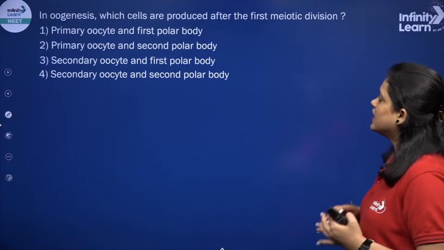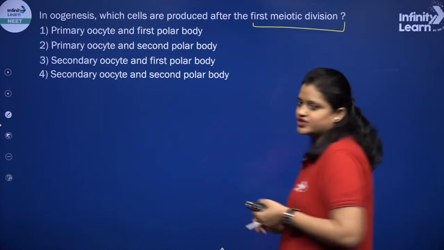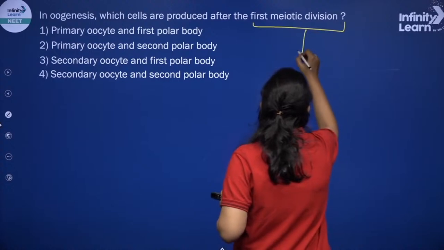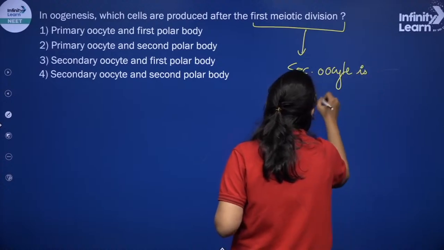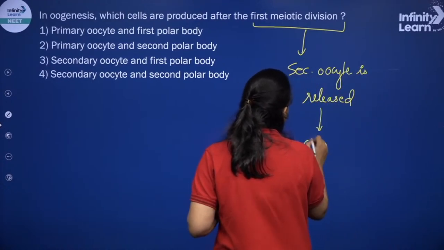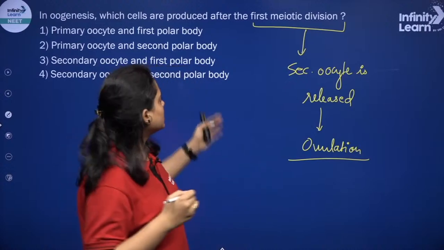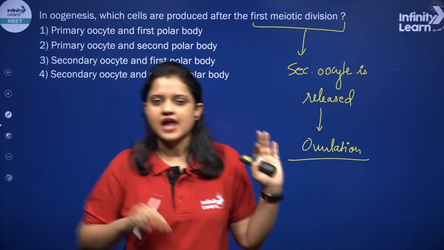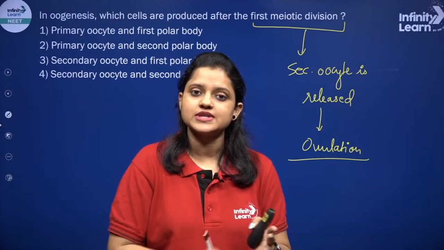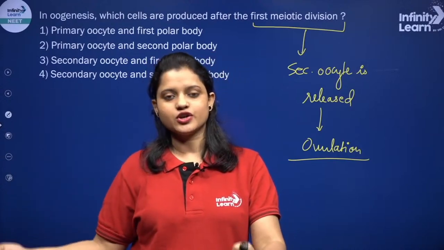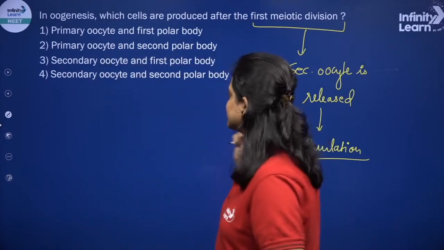Next question. In oogenesis, this is my favorite question. Which cells are produced after the first meiotic division? After the first meiotic division, the secondary oocyte is released, and this is known as ovulation. So after the first meiotic division, the secondary oocyte is formed and it will be released at the time of ovulation. Only after this secondary oocyte is fertilized will there be completion of the second meiotic division, and then only the ovum will be formed. So ovulation is of this structure only.